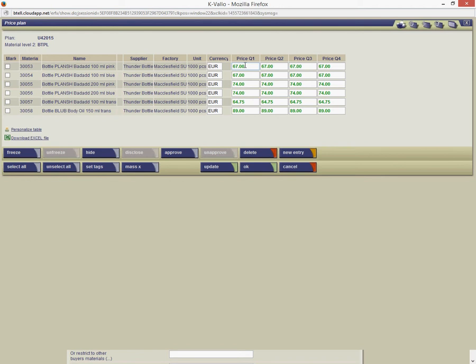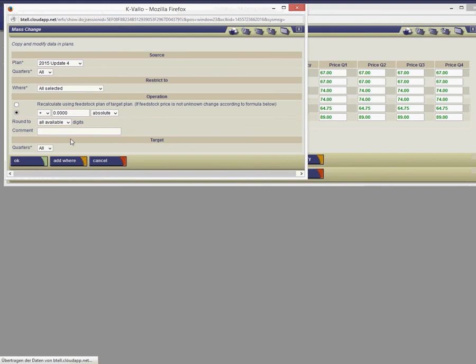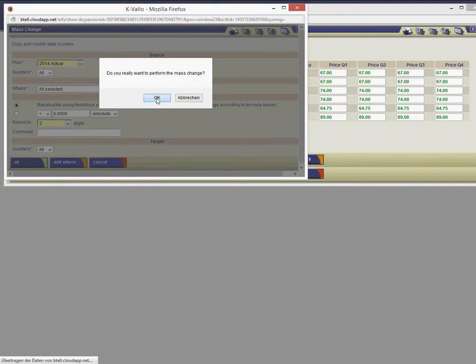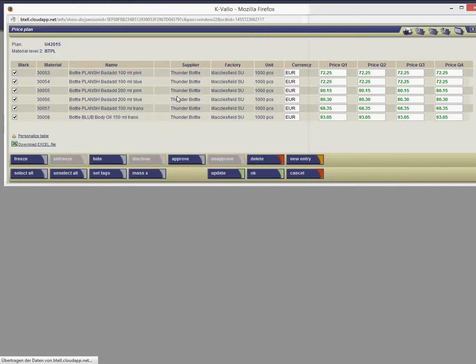So what we do is we have a feedstock clause with the supplier, so it will automatically increase the prices of the bottles. First of all, we apply the feedstock clause. It means we take the 2014 prices, we use the feedstock clause, and those are the new bottle prices, because the bottles have a feedstock clause, and the feedstock clause is automatically applied.